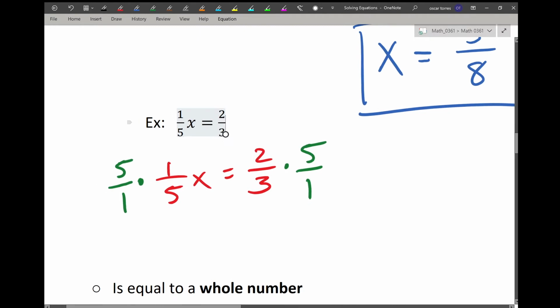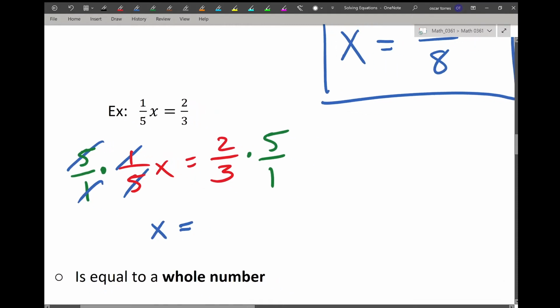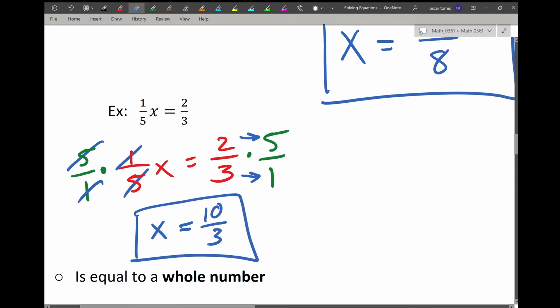So on the left-hand side of the equation, everything's going to cancel out. The 5's are going to go away, the 1's are going to go away, and it'll leave me with an x. Now on the right-hand side, it's just a matter of doing the math. A fraction times a fraction, you multiply the numerators together and the denominators together. 2 times 5 gives me 10, 3 times 1 gives me a 3, and we're left with this final answer of 10 over 3.